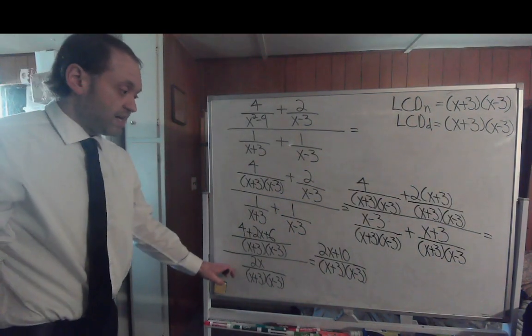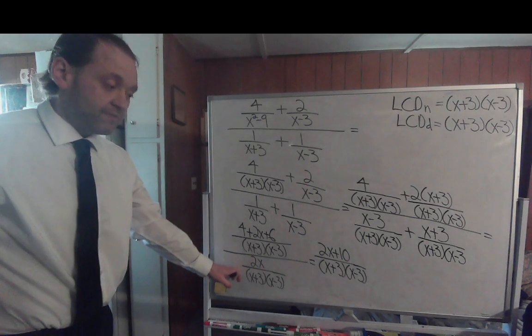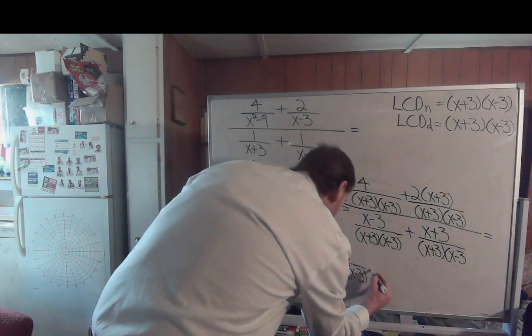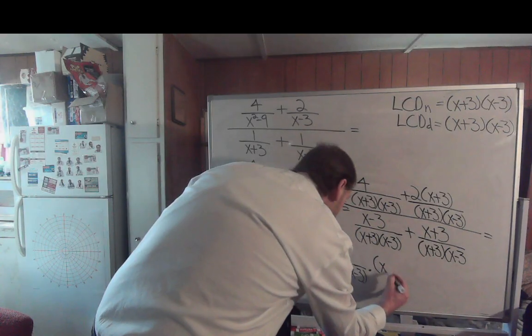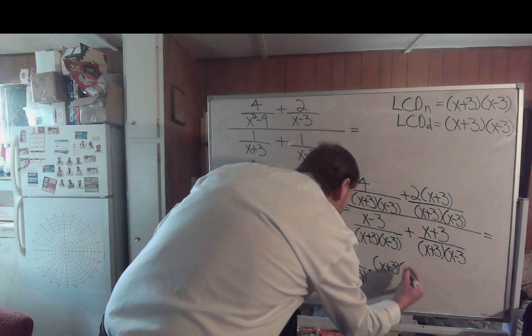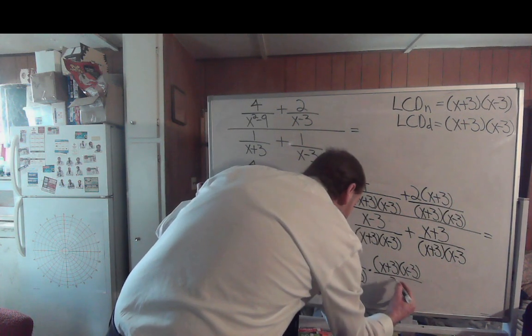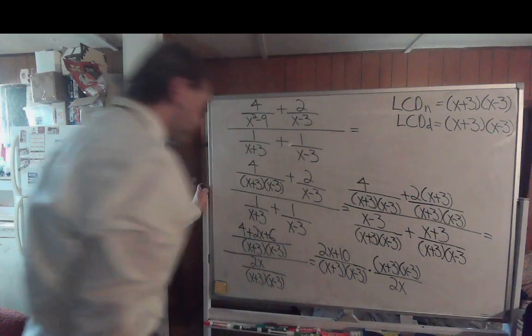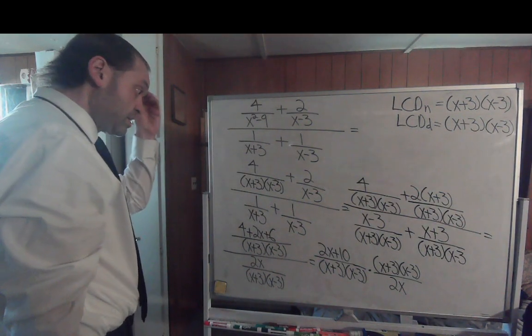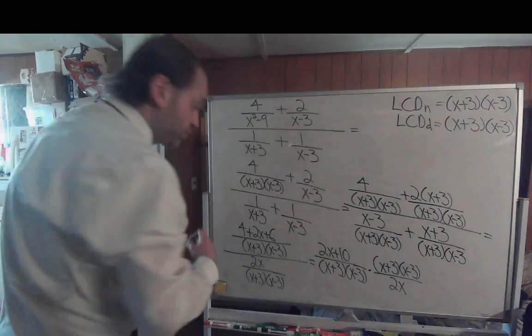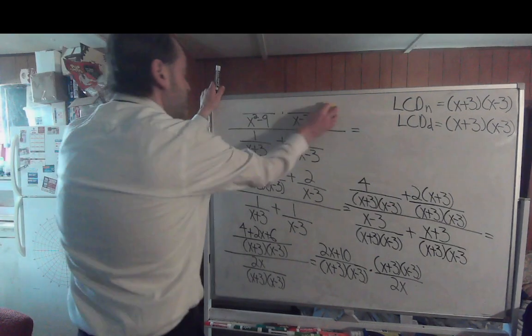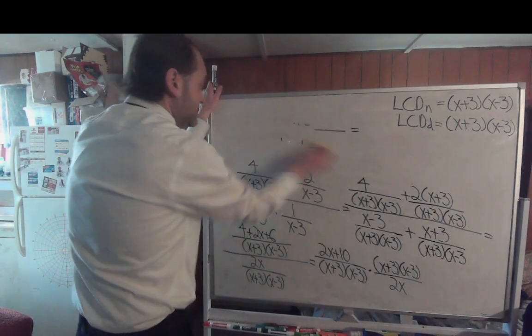And we notice here, you have a fraction divided by a fraction. We can actually invert and multiply. So this would be times the quantity of x plus 3 times x minus 3 all over 2x. Well, I'm going to go ahead and start erasing a bit because we're running out of space.